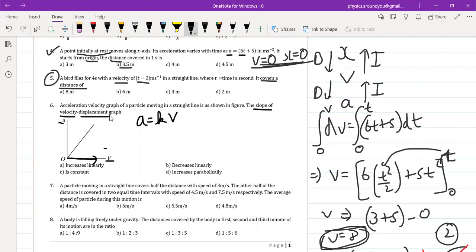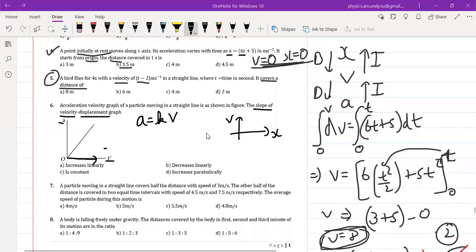Somehow I need to bring in V and X. I need to bring the V and X graph given A equal to KV. Now, how do I do that?